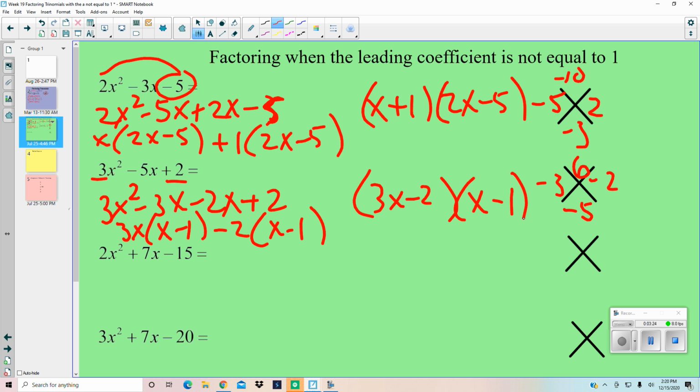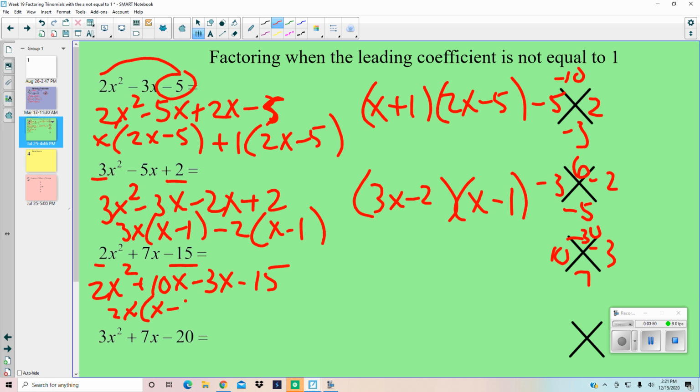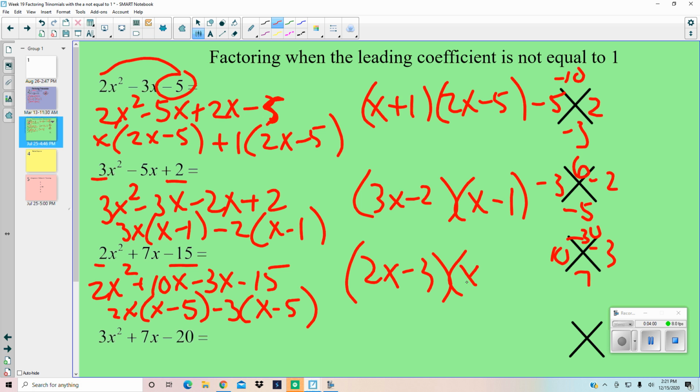Next one, 2 times negative 15 is negative 30. Then 7 goes on the bottom. So that's going to be 10 times negative 3 is negative 30, and 10 plus negative 3 is positive 7. Okay, so this lets me take out a 2x and then take out a negative 3 from the last 2 terms. Grouping them together, 2x minus 3, x minus 5.